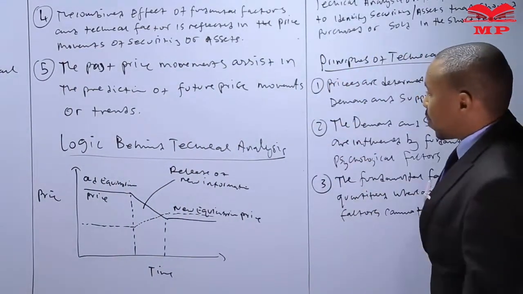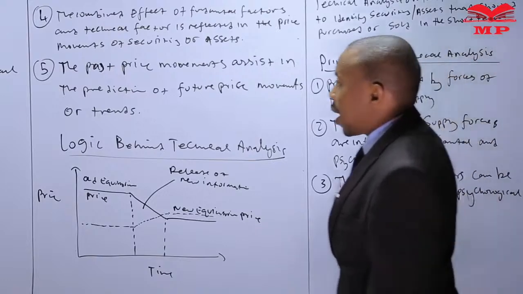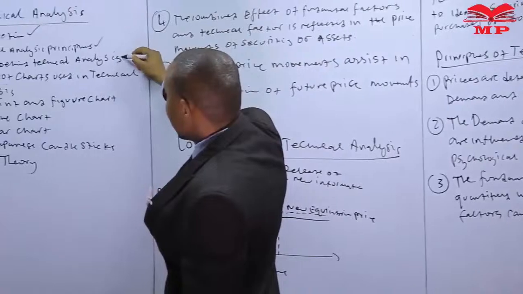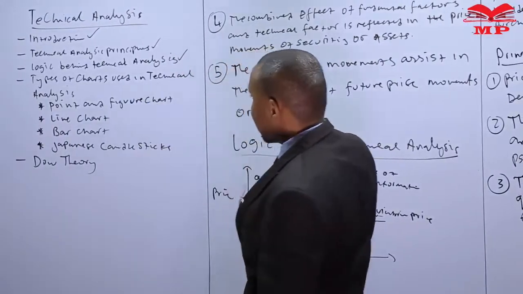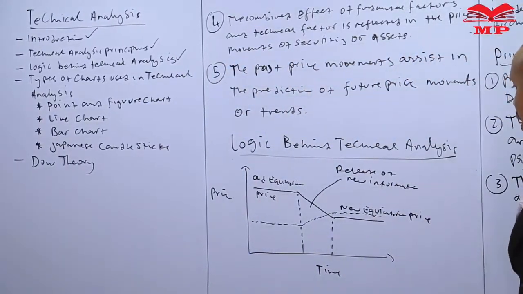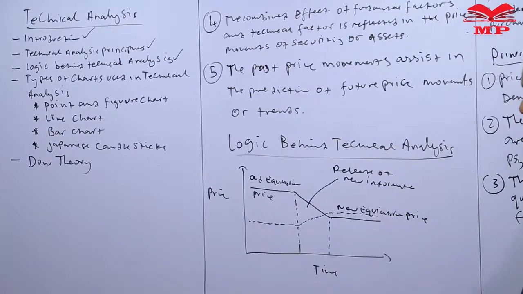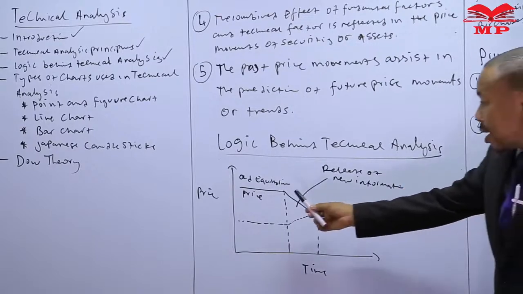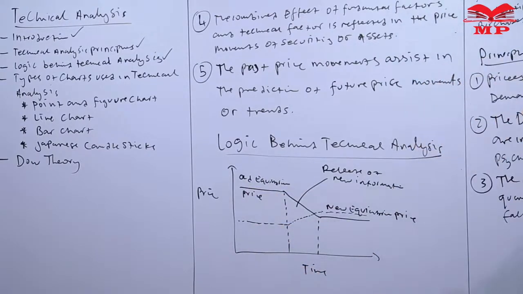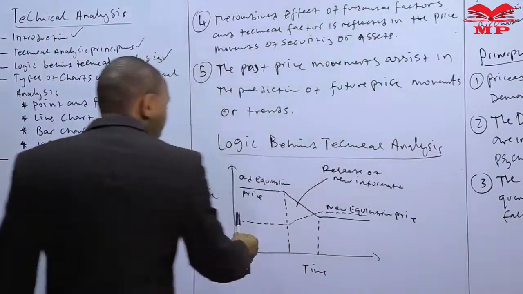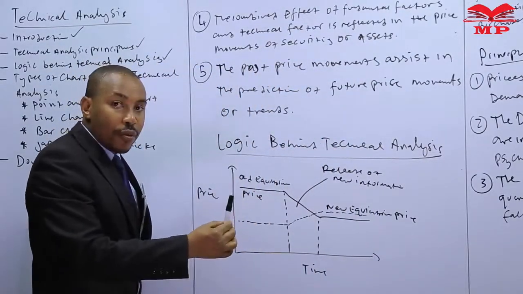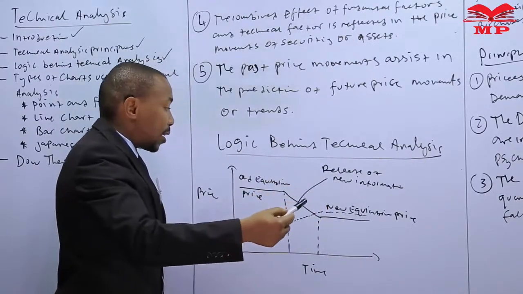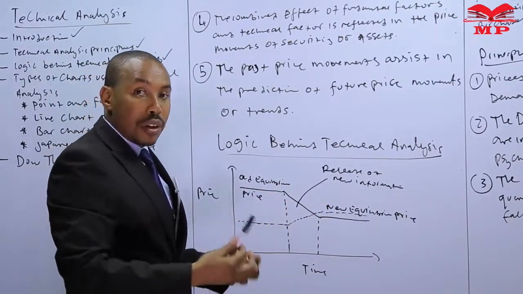Now, having looked at the logic behind technical analysis, we can look at the types of charts used under technical analysis. So we move on to look at the types of charts used in technical analysis. I hope this has provided some guidance. The logic behind technical analysis is simple. You just need to plot a graph of price against time, and you understand the impact of release of new information. Once information has been released to the market, that arouses some interest or disinterest.